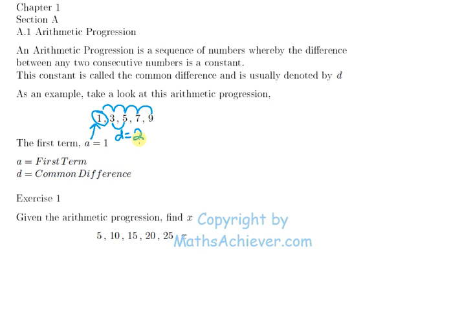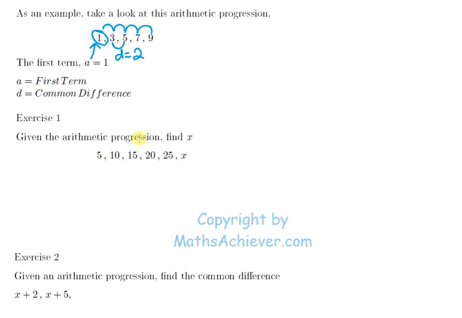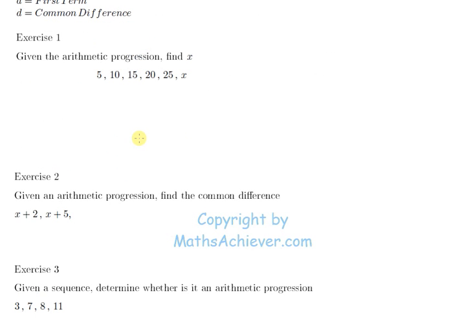Let's take a look at an exercise. Exercise 1. Given the arithmetic progression, find x. Okay, this is a typical basic question for this topic. So here we have 5, 10, 15, 20, 25 and an x. So you're asked to determine x. We know that the difference between two consecutive numbers in an arithmetic progression is actually D. Right, so if we can determine D, we can determine x.